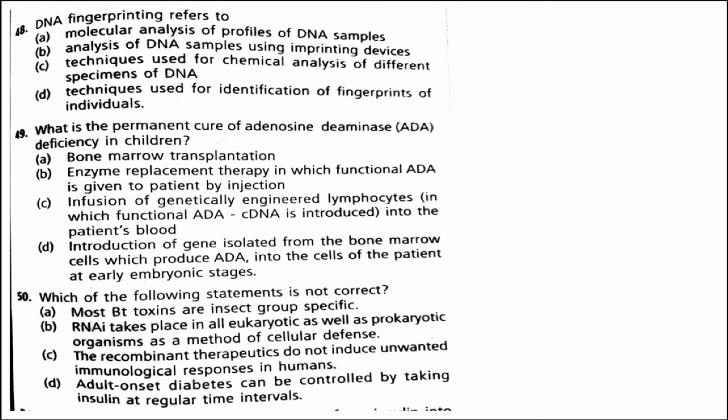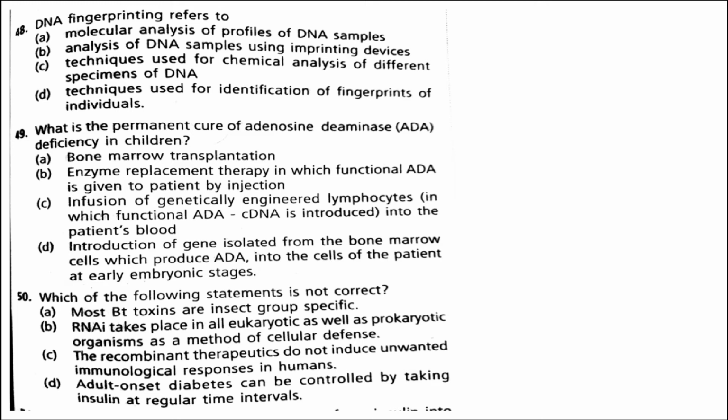Next, what is the permanent cure of adenosine deaminase or ADA deficiency in children? Option A, bone marrow transplantation. B, enzyme replacement therapy in which functional ADA is given to patient by injection. C, infusion of genetically engineered lymphocytes in which functional ADA cDNA is introduced into the patient's blood. D, introduction of gene isolated from the bone marrow cells which produce ADA into the cells of the patient at early embryonic stages. Here the answer is option D.